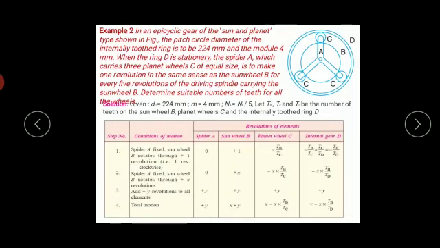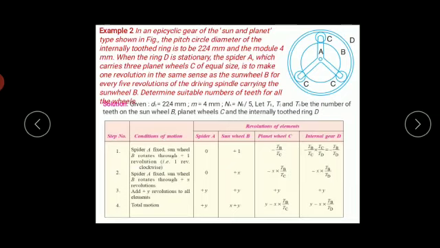So gear B and gear C are going to mesh externally, therefore the speed of gear C will be minus TB by TC, and the speed of gear D with respect to the input gear B will be minus TB by TC into TC by TD. Therefore the final expression for internal gear D is minus TB by TD.